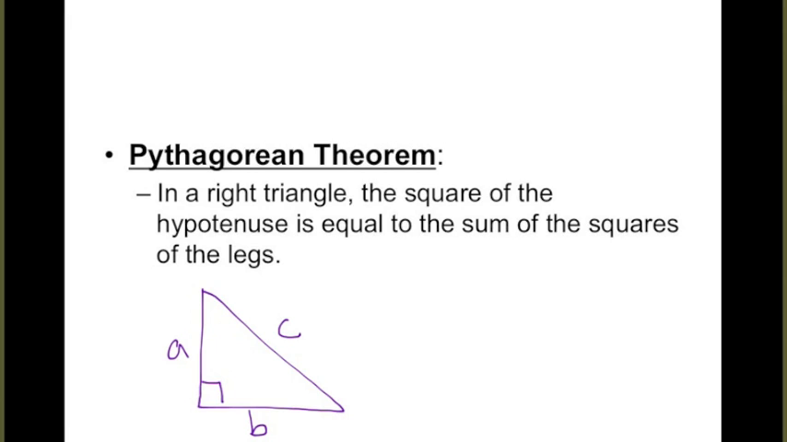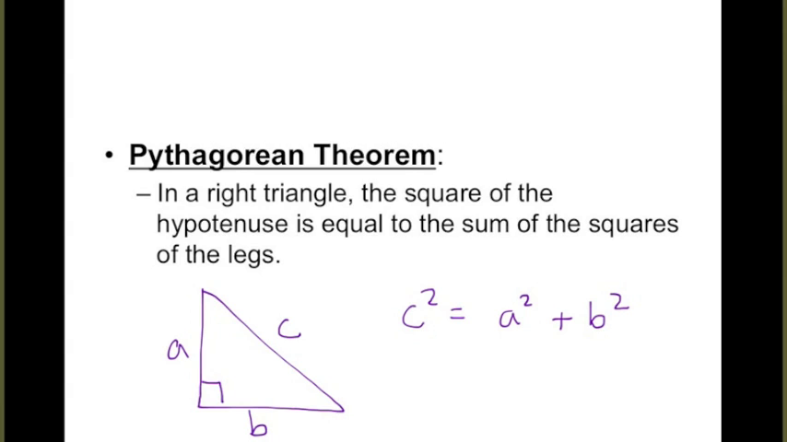It says the square of the hypotenuse. So since the hypotenuse is C, I'm going to call it C squared. The square of the hypotenuse is equal to the sum, which means that we're adding, the squares of the legs. A squared, B squared. Okay? So A squared plus B squared equals C squared is our Pythagorean theorem in formula.